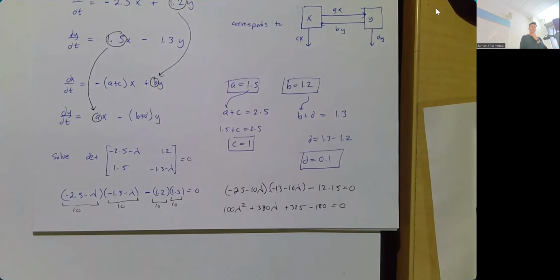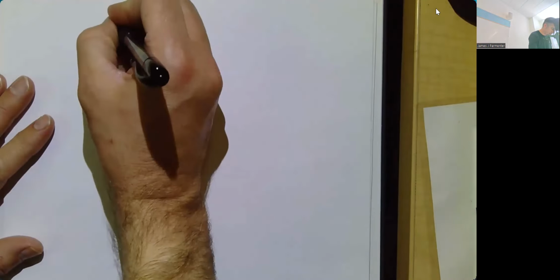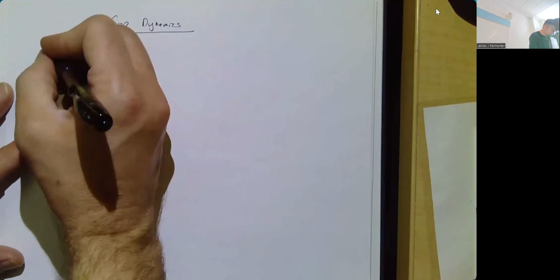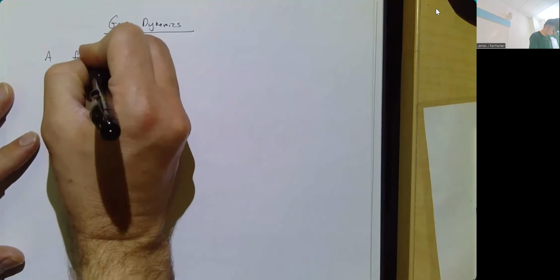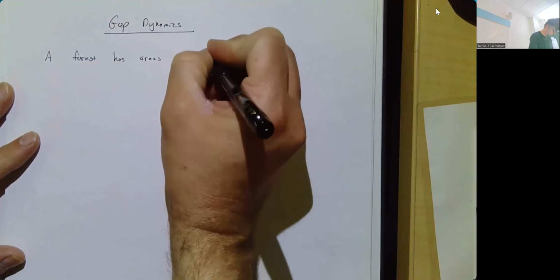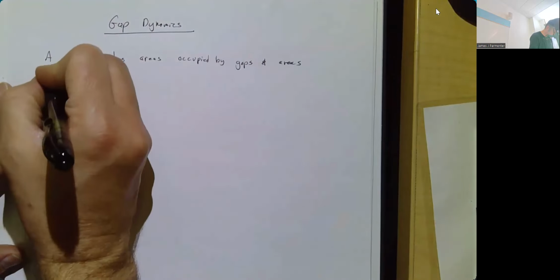Okay. Let's look at a similar situation, but with more words. Let's look at some gap dynamics, which sure is a biology example. Gap dynamics. What are gap dynamics? A forest has areas occupied by gaps and areas occupied by adult trees.